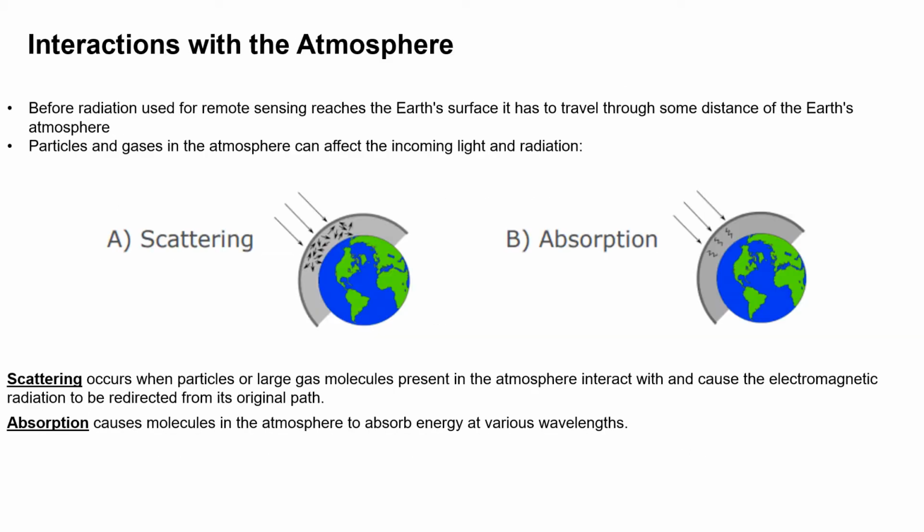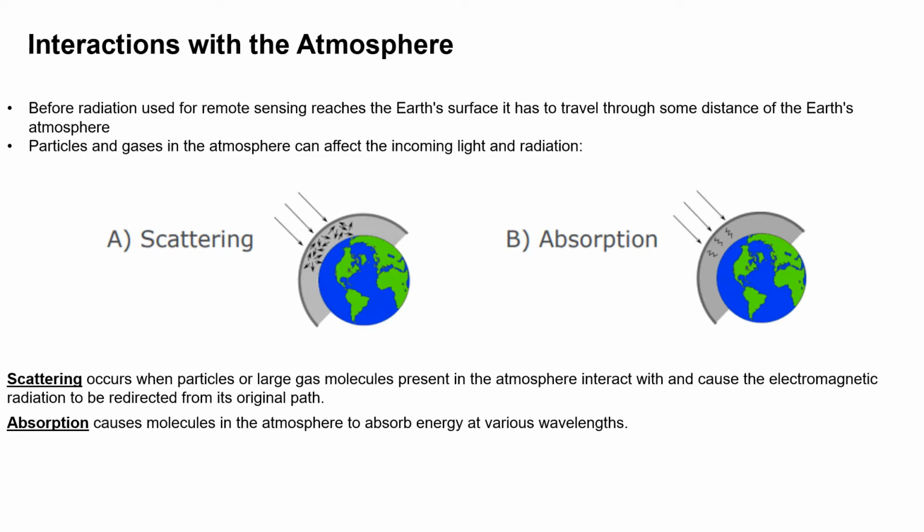Before radiation used for remote sensing reaches the Earth's surface, it has to travel through some distance of the Earth's atmosphere. Particles and gases in the atmosphere can affect the incoming light and radiation. We have scattering and absorption effects. Scattering occurs when particles or large gas molecules present in the atmosphere interact with and cause the electromagnetic radiation to be redirected from its original path.